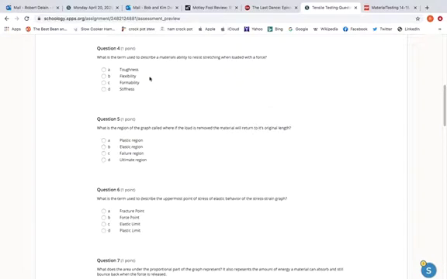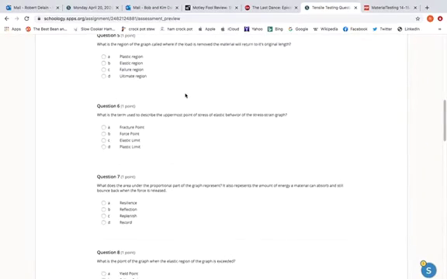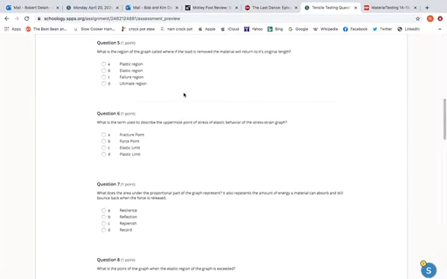So we've got some terms here. You might think toughness and stiffness would be the same thing, but they represent different things. Stiffness is the term that we look for when we're talking about the ability to resist stretching when you put a force on it. Question 5, what is the region of the graph called where, if the load is removed, the material will return to its original length? That is what we call the elastic region of the graph.